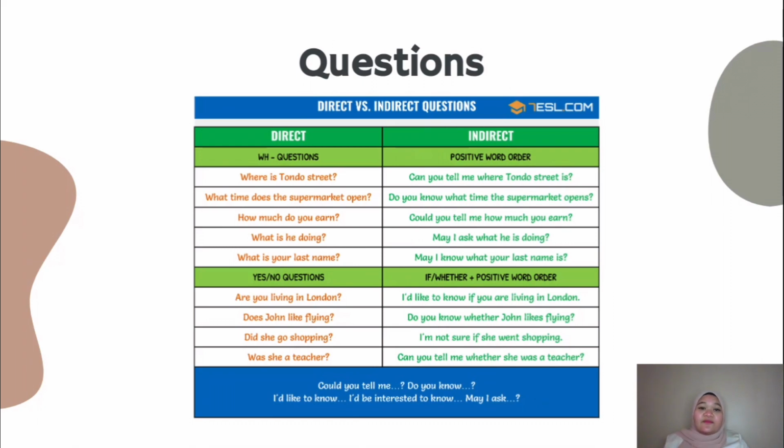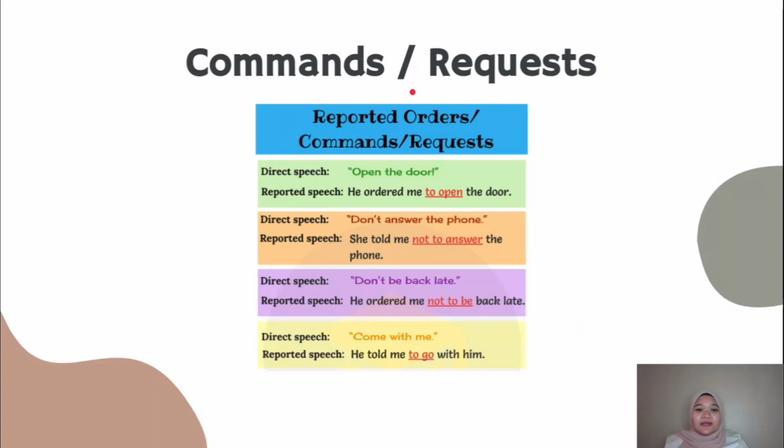Now, let's move on to the last part, which is commands or requests. Here are the commands and requests. For direct speech, we will see, open the door. But when we want to change it to the reported speech, we will say he ordered me to open the door. In direct speech, don't answer the phone. So, to reported speech, we will say she told me not to answer the phone.